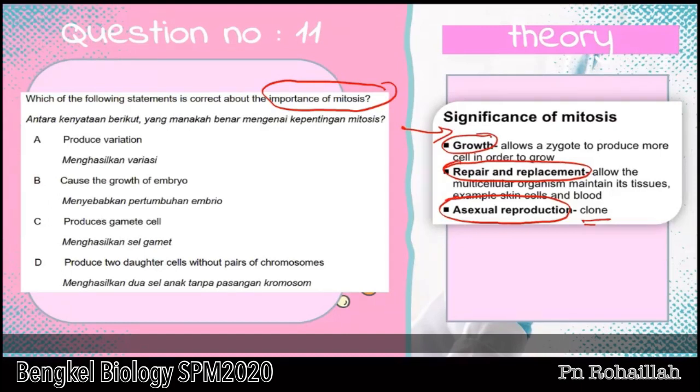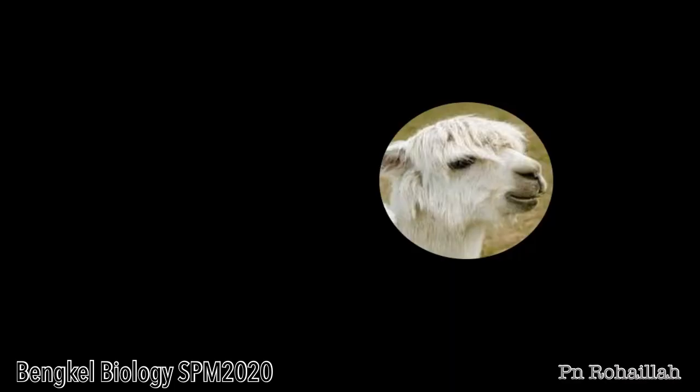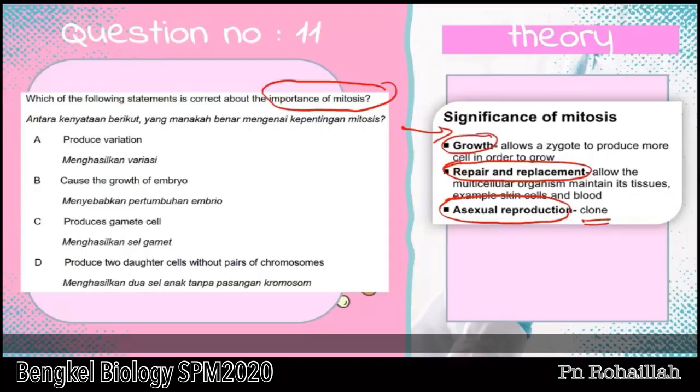An example is bacteria. Bacteria don't have meiosis. So they split. They undergo cell division, which is known as mitosis. Okay, so which one?